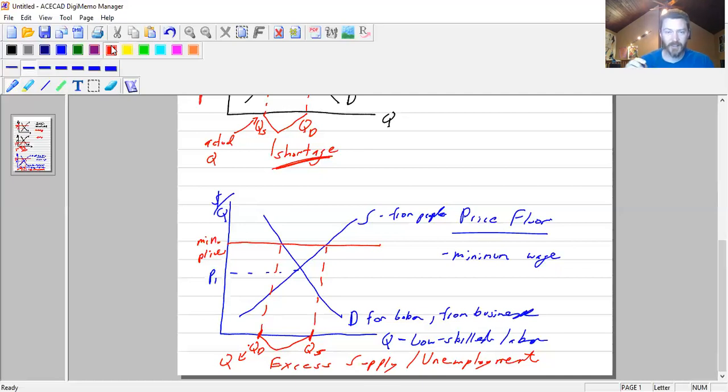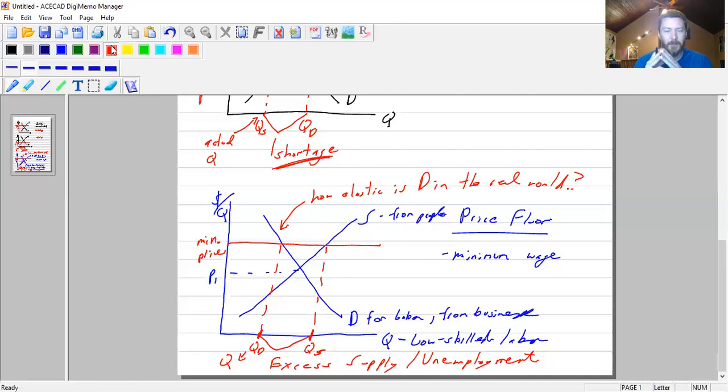Now here's an interesting point. I've just drawn this figure with slopes that I pulled out of air. I haven't talked about elasticity. So here's a question for you. It's not certain how elastic this demand curve is. How elastic is the demand curve in the real world?